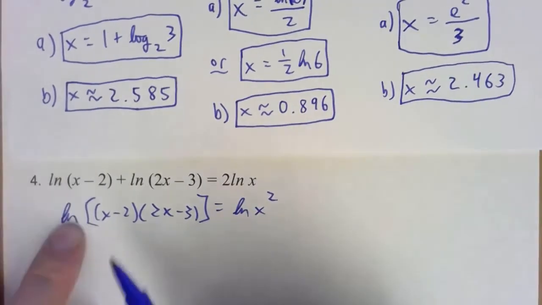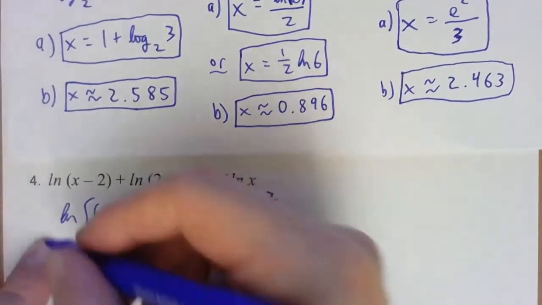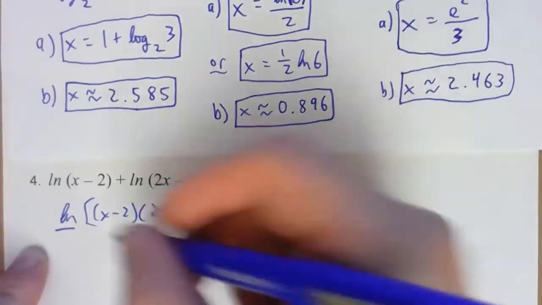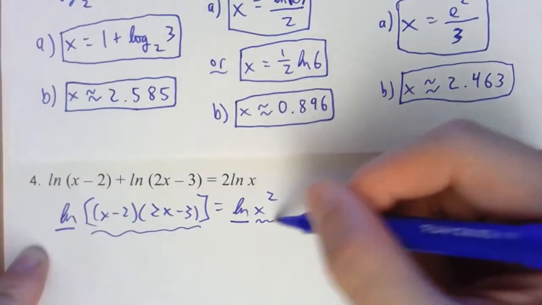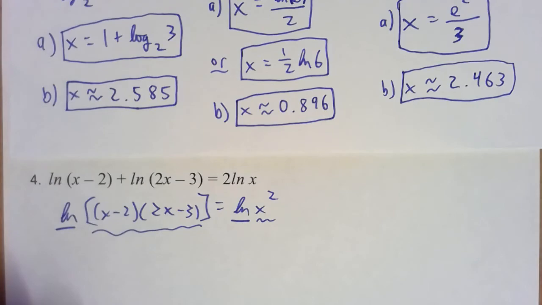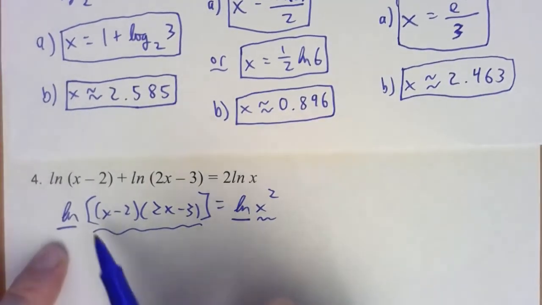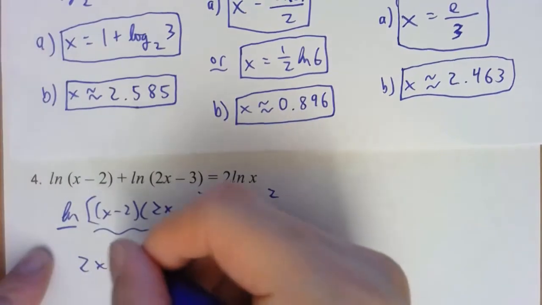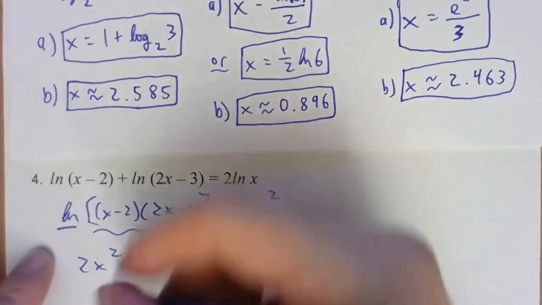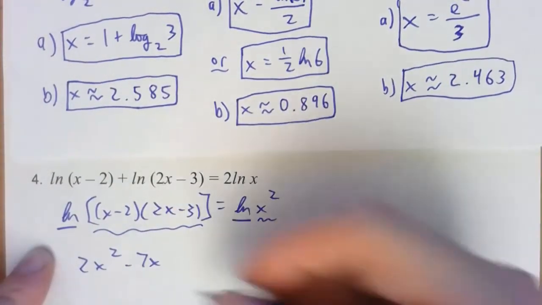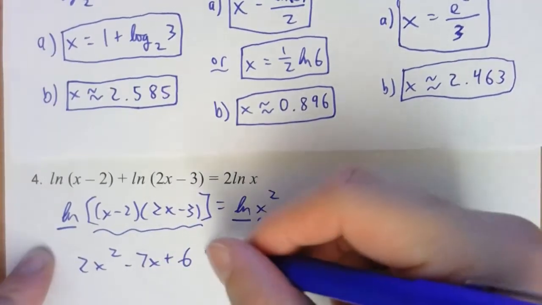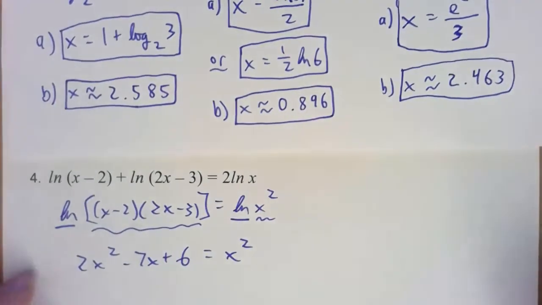Okay? We can say if natural log of this equals natural log of this, if the natural logs match up, then their inputs, their insides, must also match up. Okay? So we're never dividing by log, but we can get rid of the logs now. So I'll multiply this out. That'll be 2x squared minus 4 minus 3 minus 7x plus 6 equals x squared.